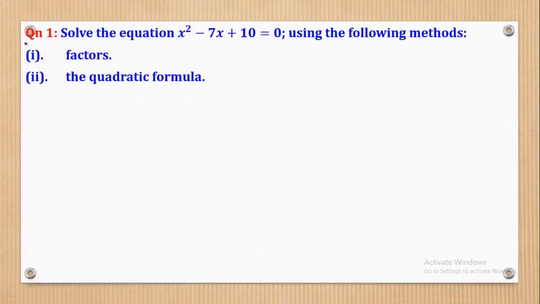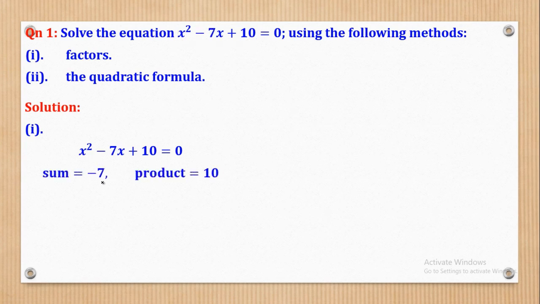So let's start with question 1. Question 1 says, solve the equation this using the following methods: 1, factors, and 2, quadratic formula. So factors means you have to factorize. So I'm going to look for two factors whose sum is equal to negative 7 and product is equal to 1 times 10. So sum should be negative 7, product is 10, and those factors will be negative 5, negative 2.